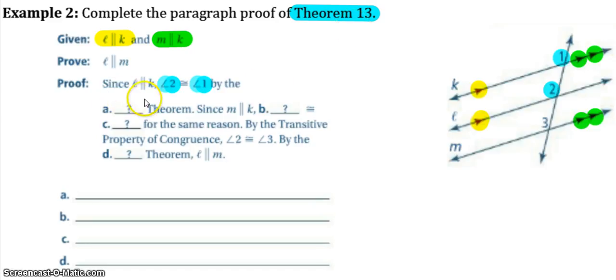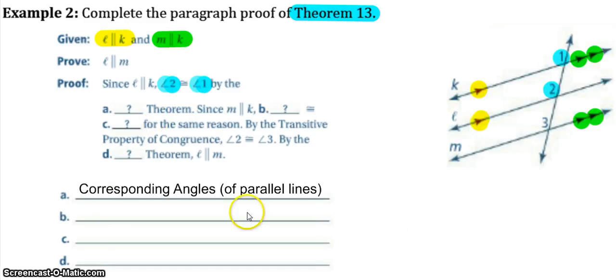So we kind of have filled out some of this, and we have holes for you to fill in. Since L is parallel to K, our two lines here, we know that angle 1 and angle 2 will be congruent by what theorem? And that is then our corresponding angles theorem. And of course, it's corresponding angles of parallel lines. Most of the situations we have now, the two lines that we're dealing with will be parallel.